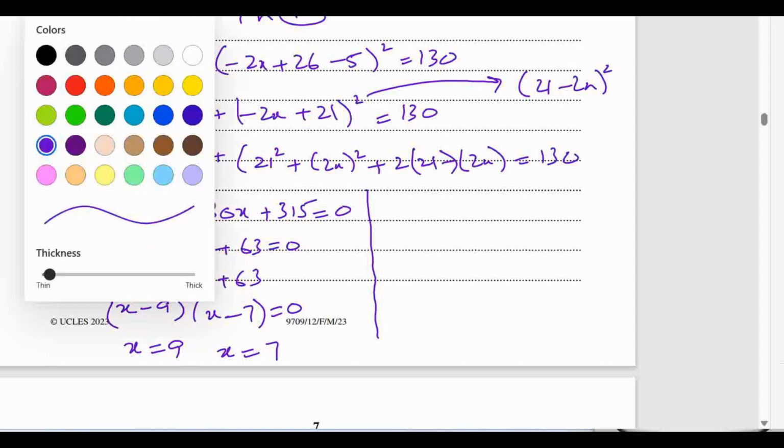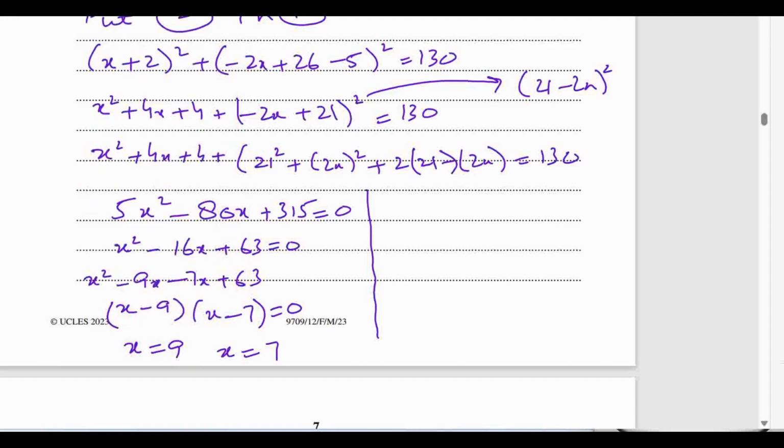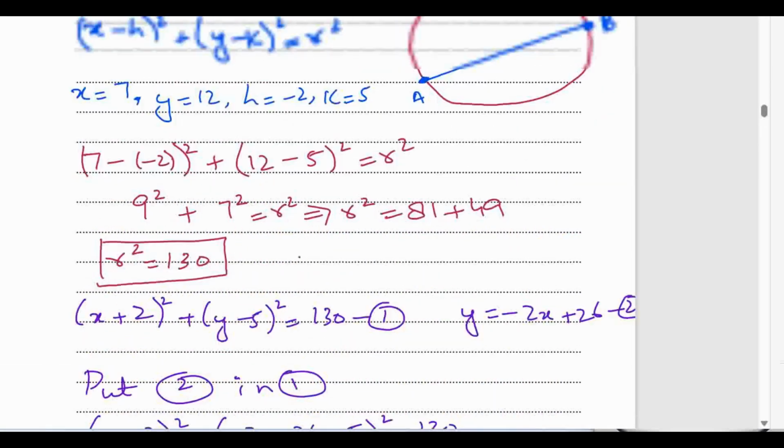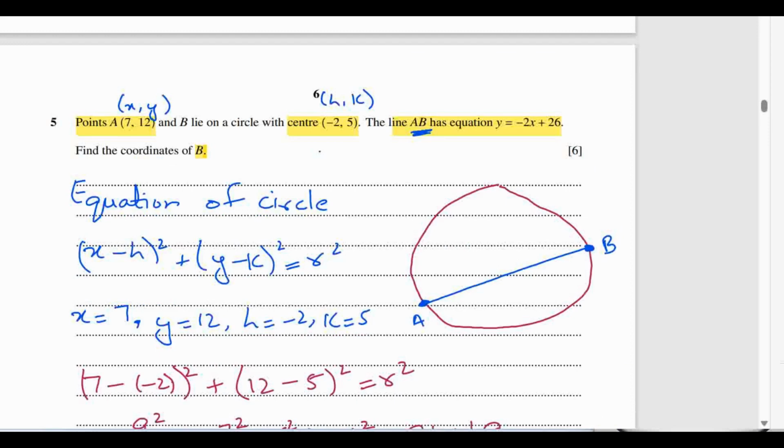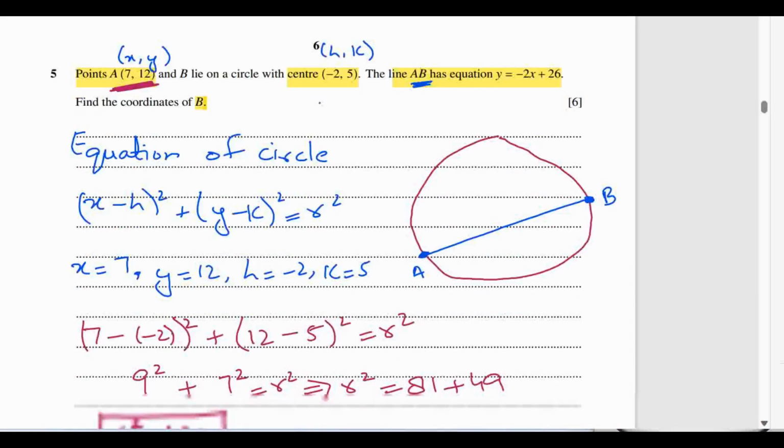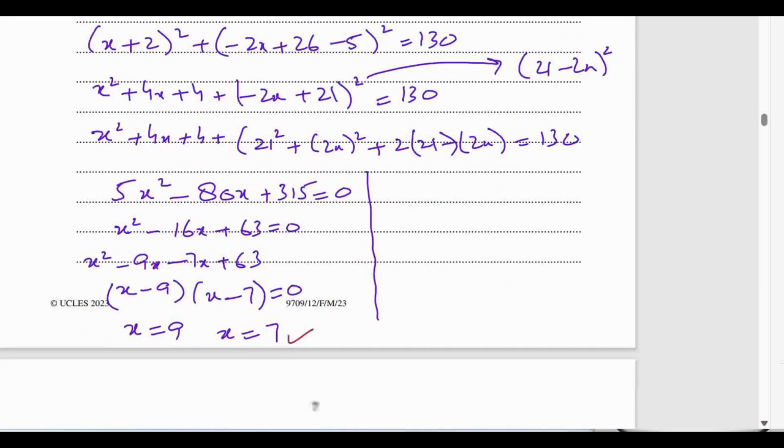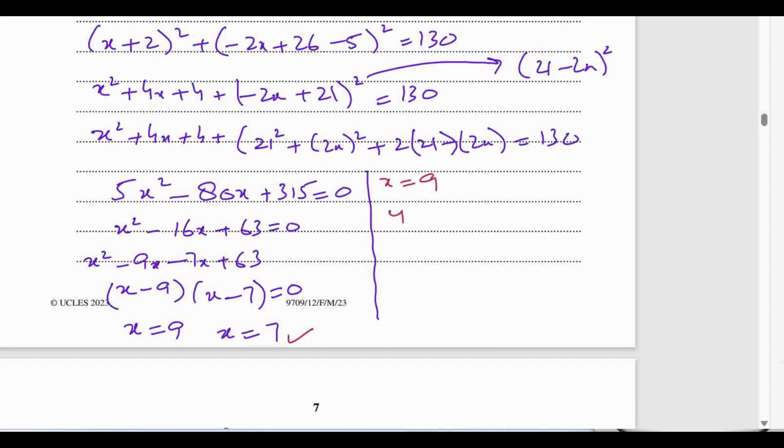So as we can see, we already used x is equal to 7. We already used this one because for x is equal to 7, y is 12. That is why we'll put the other value, that is x is equal to 9. So x is equal to 9. For x is equal to 9, y will be equal to minus 2x plus 26.